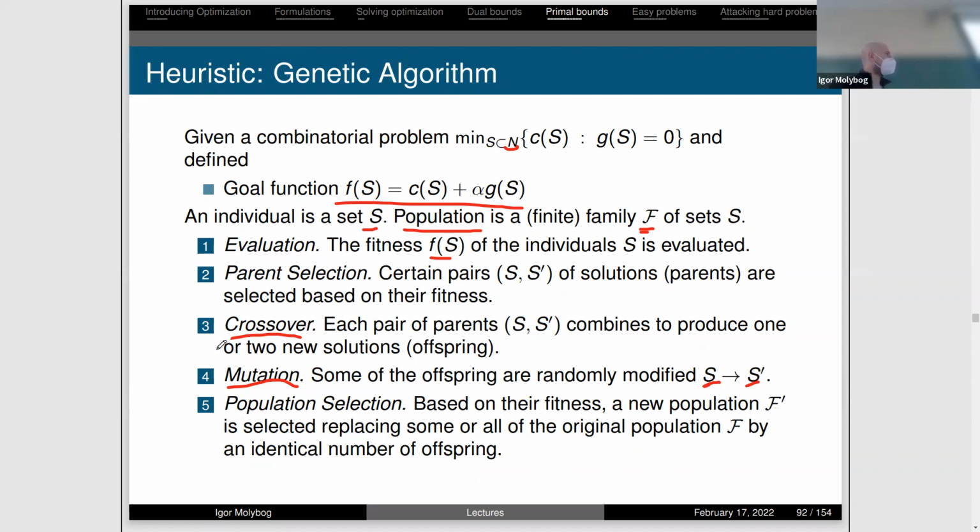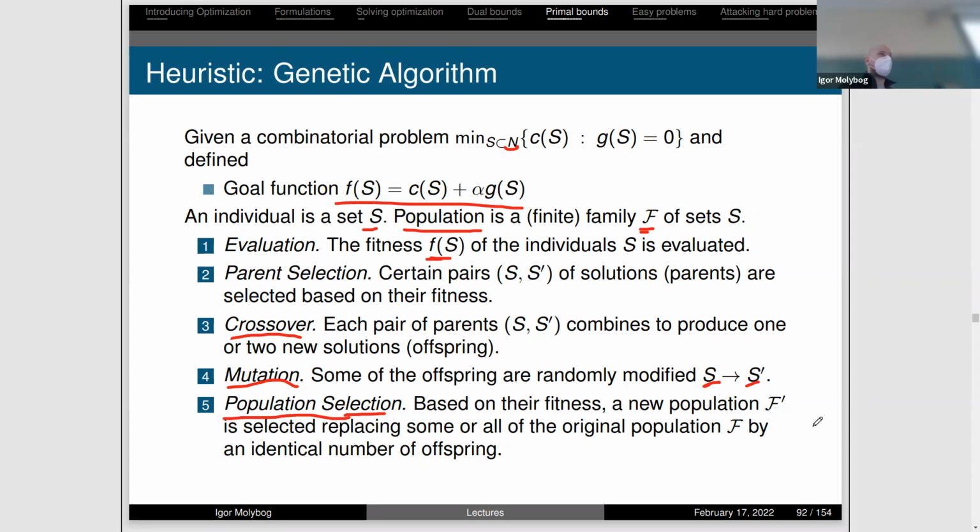Normally you proceed with crossover and mutation several times within a genetic algorithm step, and then you do another evaluation and population selection, based on fitness, based on the value of the goal function. You are picking another subpopulation that will go into another round of this genetic algorithm.